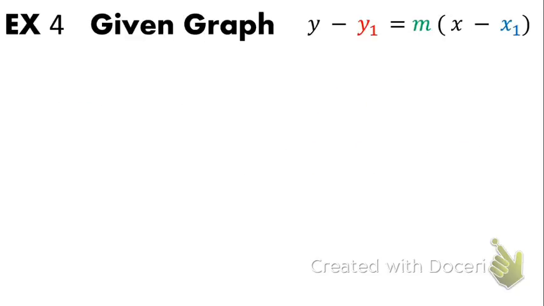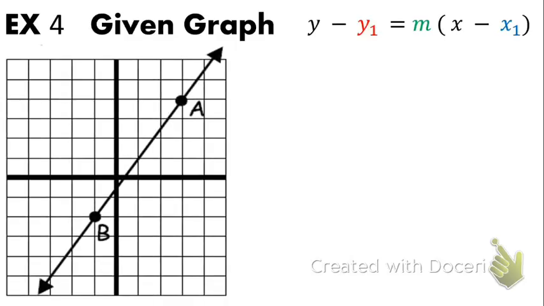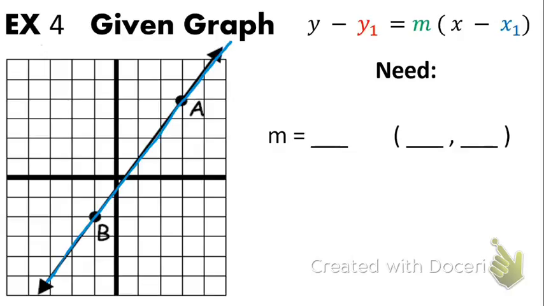Alright, example 4. What happens when I give you a graph? Well, what do you need? You still need slope and a point. So let's find slope first. To find slope, in a previous video, they showed you how to use rise over run. Identify the direction of this line. The line is going in a positive direction, so the slope is positive.